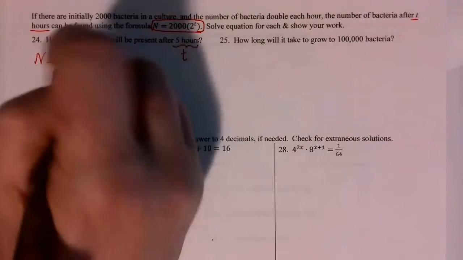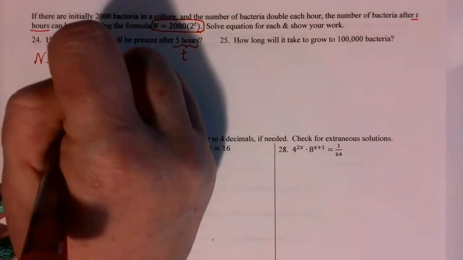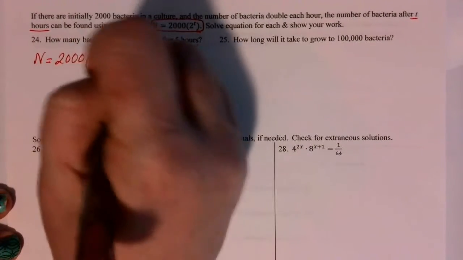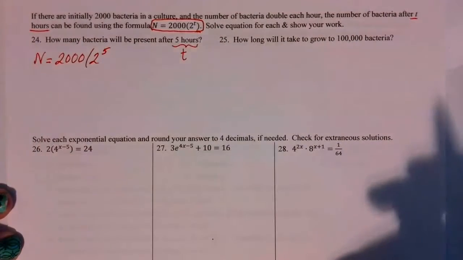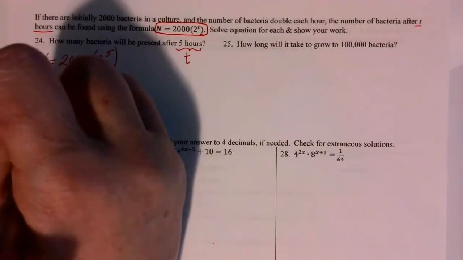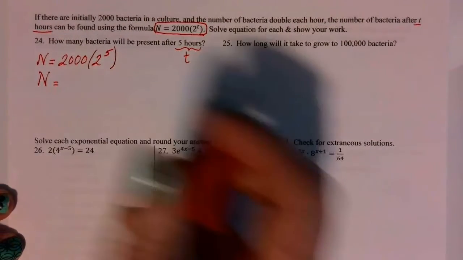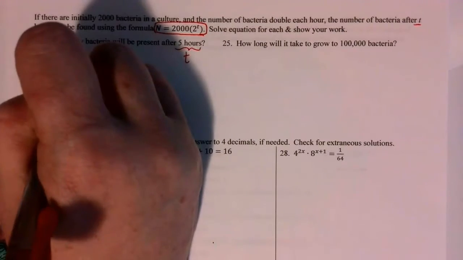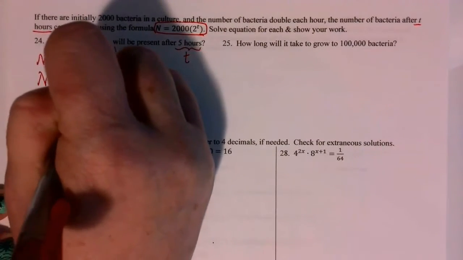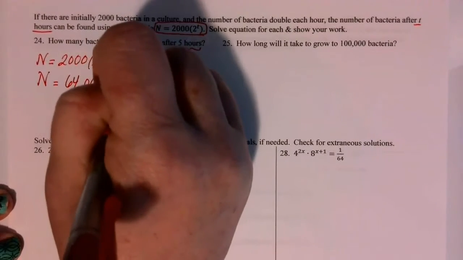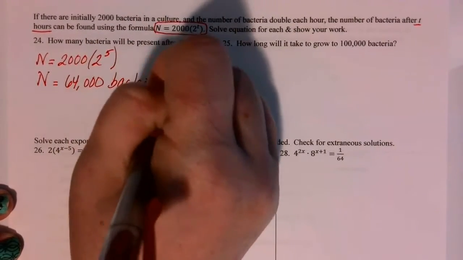We're going to substitute that 5 as the T in the formula. N is equal to 2,000 times 2, and instead of T, we'll substitute that 5. So N then is equal to 2,000 times 2 to the 5th, which is 64,000 bacteria.